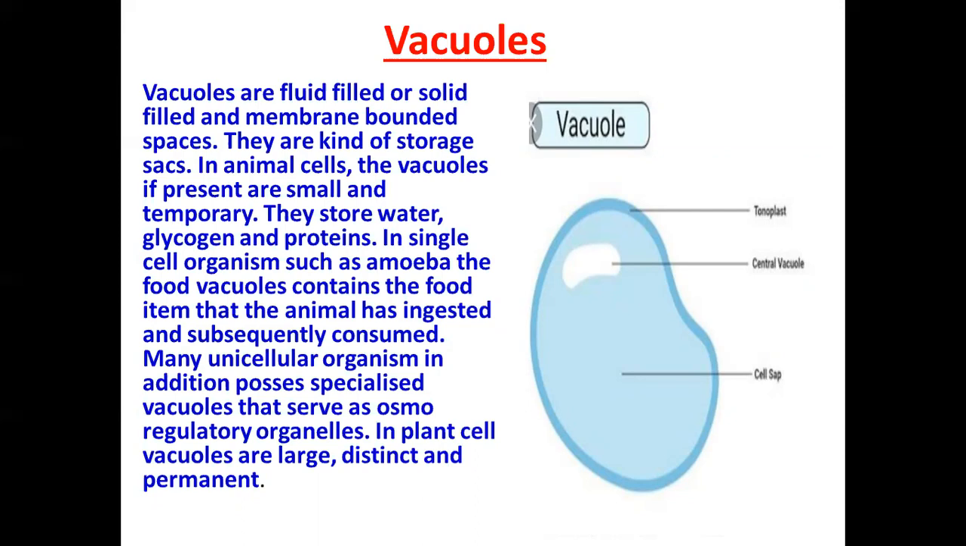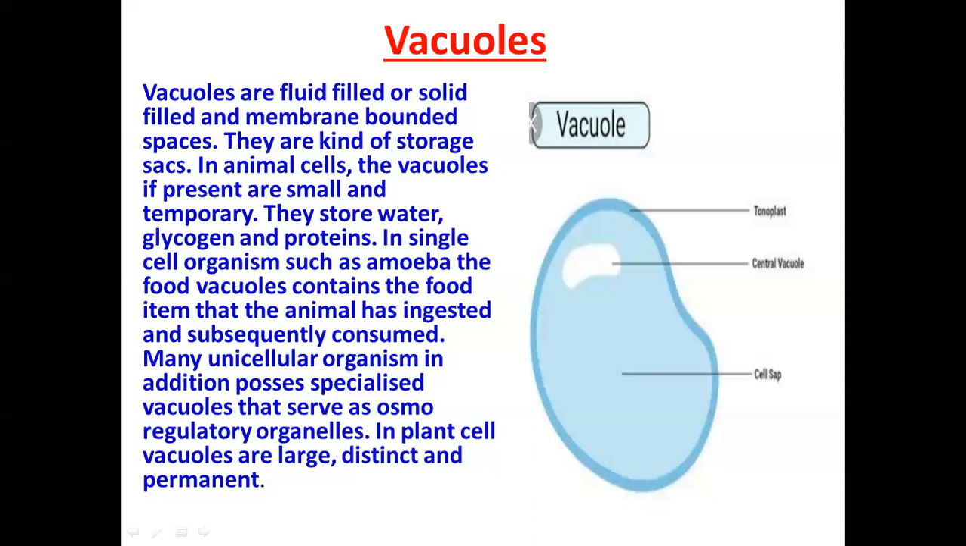In plant cells, vacuoles are large, distinct, and permanent. Clear? In mature plant cells, the vacuole occupies almost the entire cell, that is about 90% of the volume. Because of the central position of the vacuole, the nucleus and other cell organelles in plant cells are pushed near the boundary wall. The vacuole is bounded by a membrane called the tonoplast, which you can see in the diagram also.